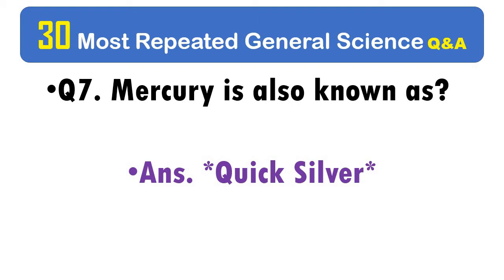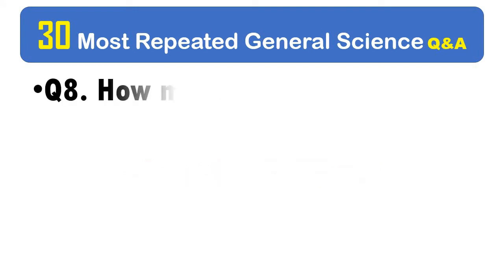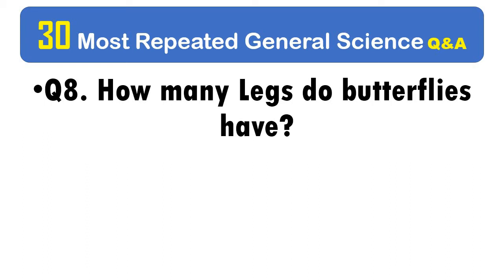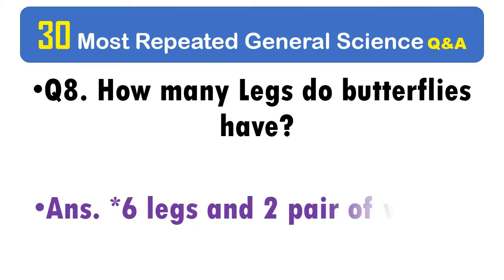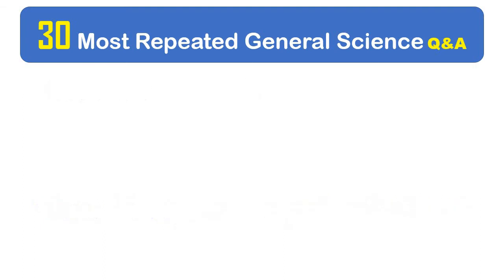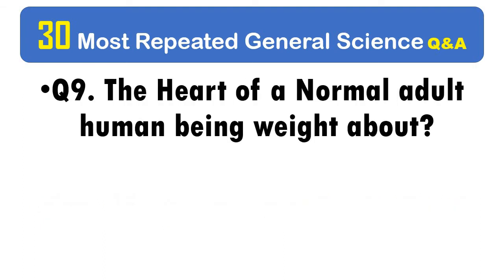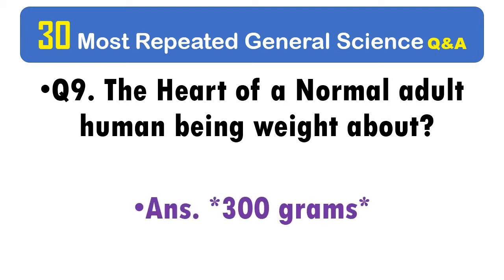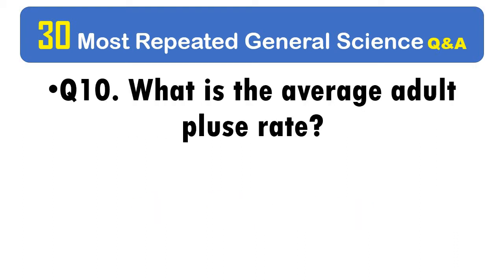Answer is quicksilver. Question number 8. How many legs do butterflies have? Answer is 6 legs and 2 pair of wings. Question number 9. The heart of a normal adult human being weighs about? Answer is 300 grams. Question number 10.